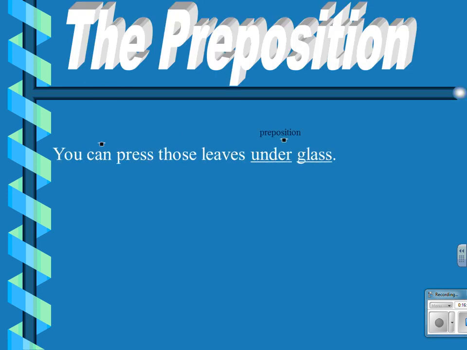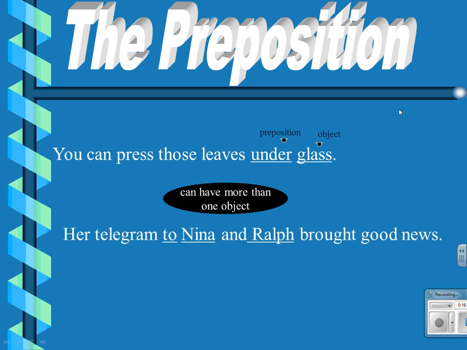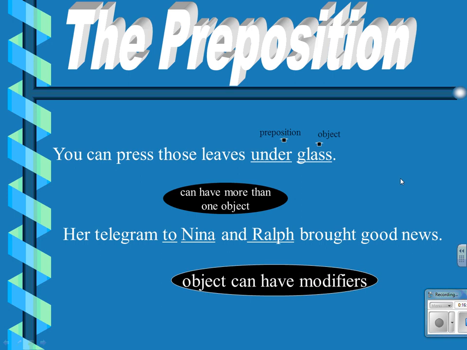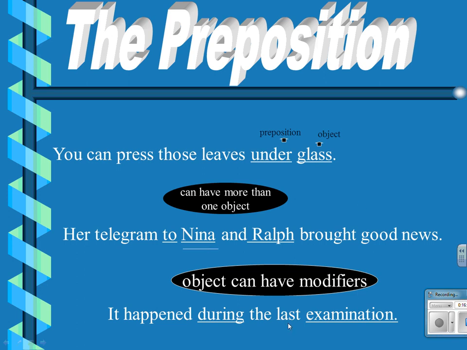Here's another example. You can press those leaves under glass. Where can you press the leaves? Under glass. Prepositional phrases can have more than one object, like her telegram to Nina and Ralph brought good news. It's to Nina and Ralph, so that's more than one object. And they can have modifiers. You can stick adjectives in there. It happened during the last exam. Last is describing what kind of examination this was.